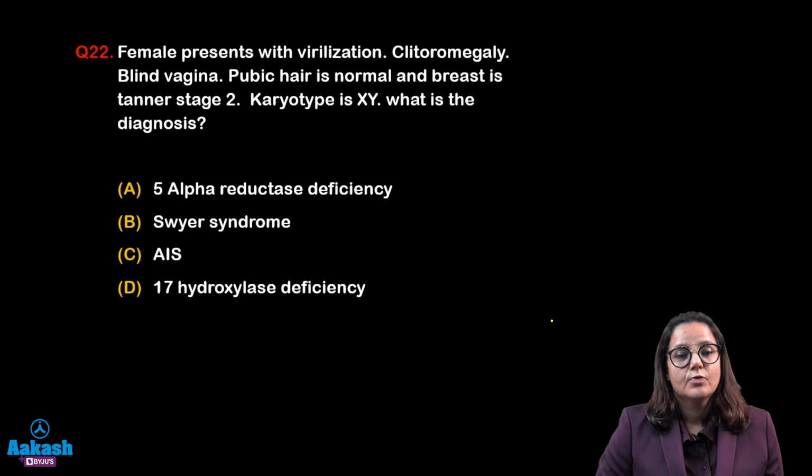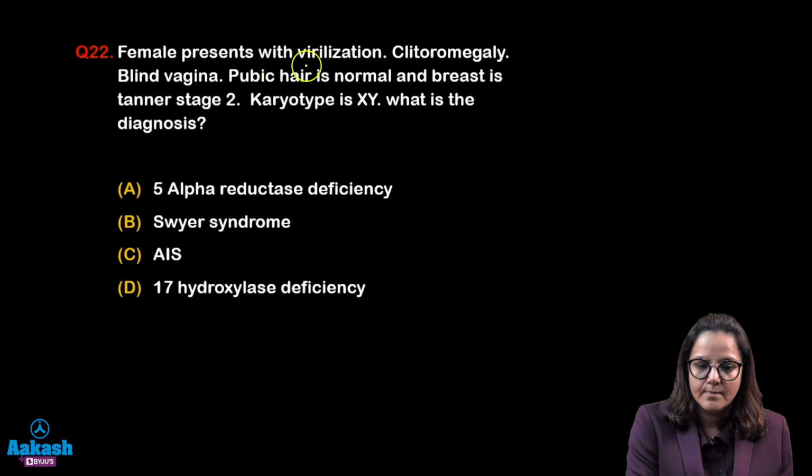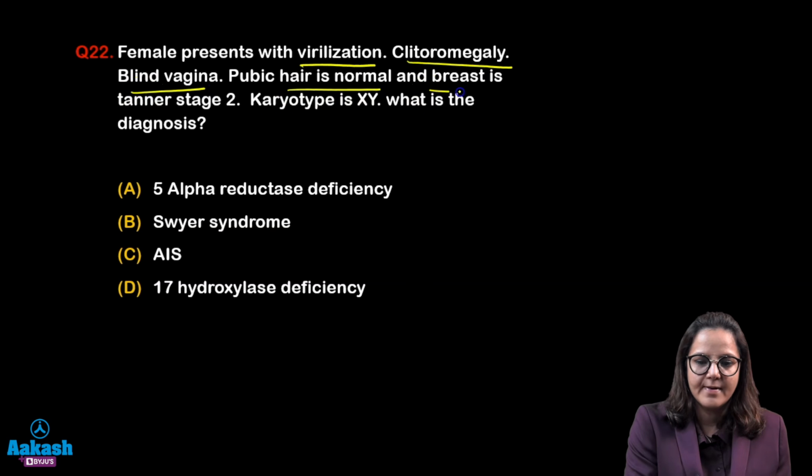Now the last question, it was a really tricky one. Female presents with virilization. Okay, she has clitoromegaly, blind vagina, pubic hair is normal, breast is also there, Tanner stage 2, karyotype is XY. What is the diagnosis? Now, first of all, since there is virilization, it will not be androgen insensitivity syndrome.